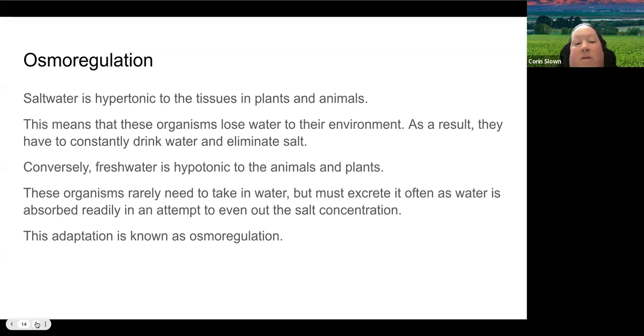On the other hand, fresh water is actually hypotonic to some animals and plants. These organisms rarely need to take water, but they often have to excrete it because it's absorbed readily as an effort to kind of even out the salt concentration. So this adaptation, and that occurs for all living organisms, is known as osmoregulation. So it's really this question of how does that organism in its environment, is it absorbing water or is it releasing water based on the tonicity?